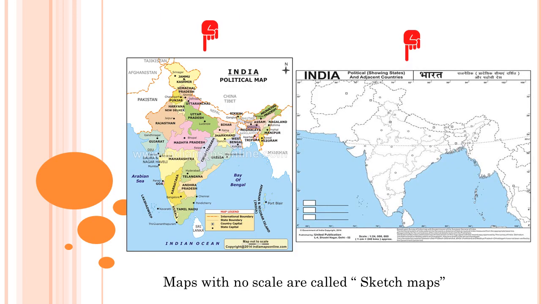Children, observe these two maps very carefully. Do these both maps have scale? No. One has scale and one does not have. So all maps are not drawn to scale. The use of scale in maps depends on the purpose of the map. When a map is not drawn to scale, it is written "map not to scale" on the map instead of the scale. Such maps are called sketch maps.